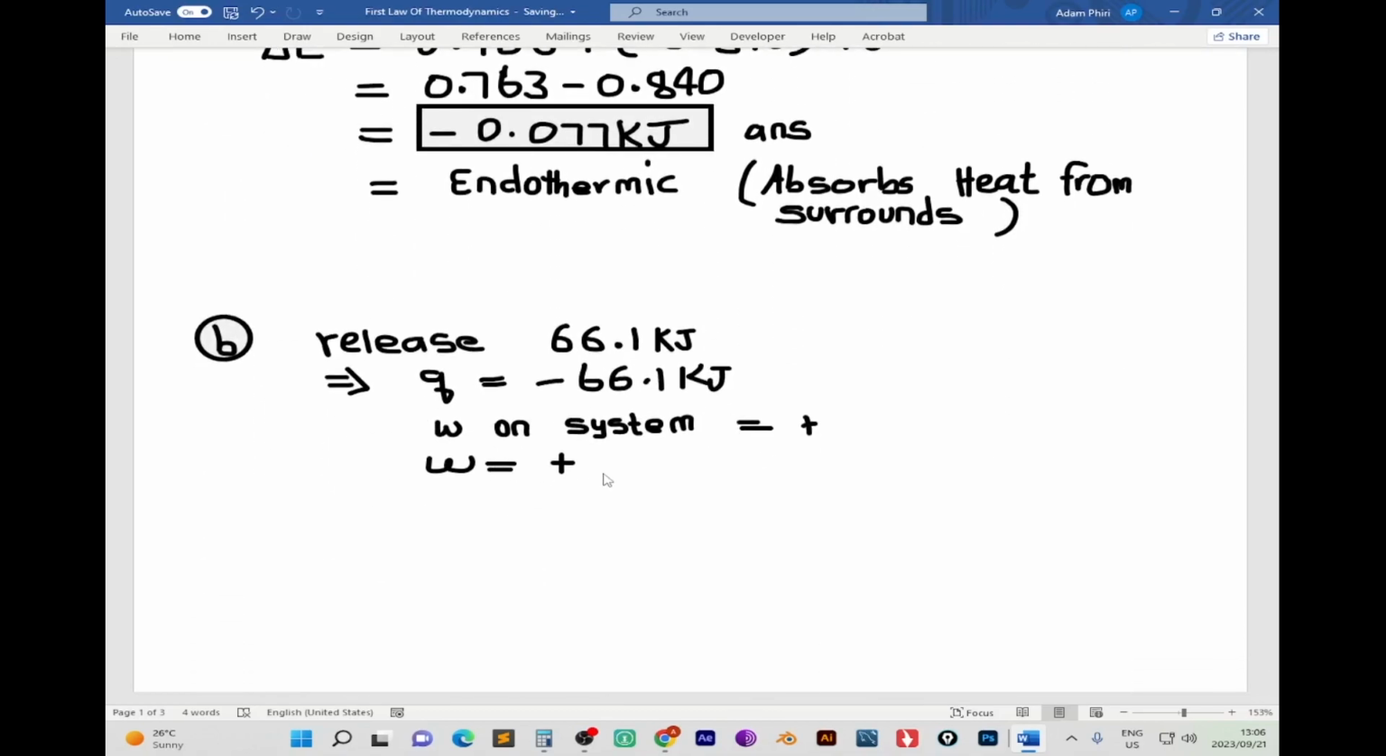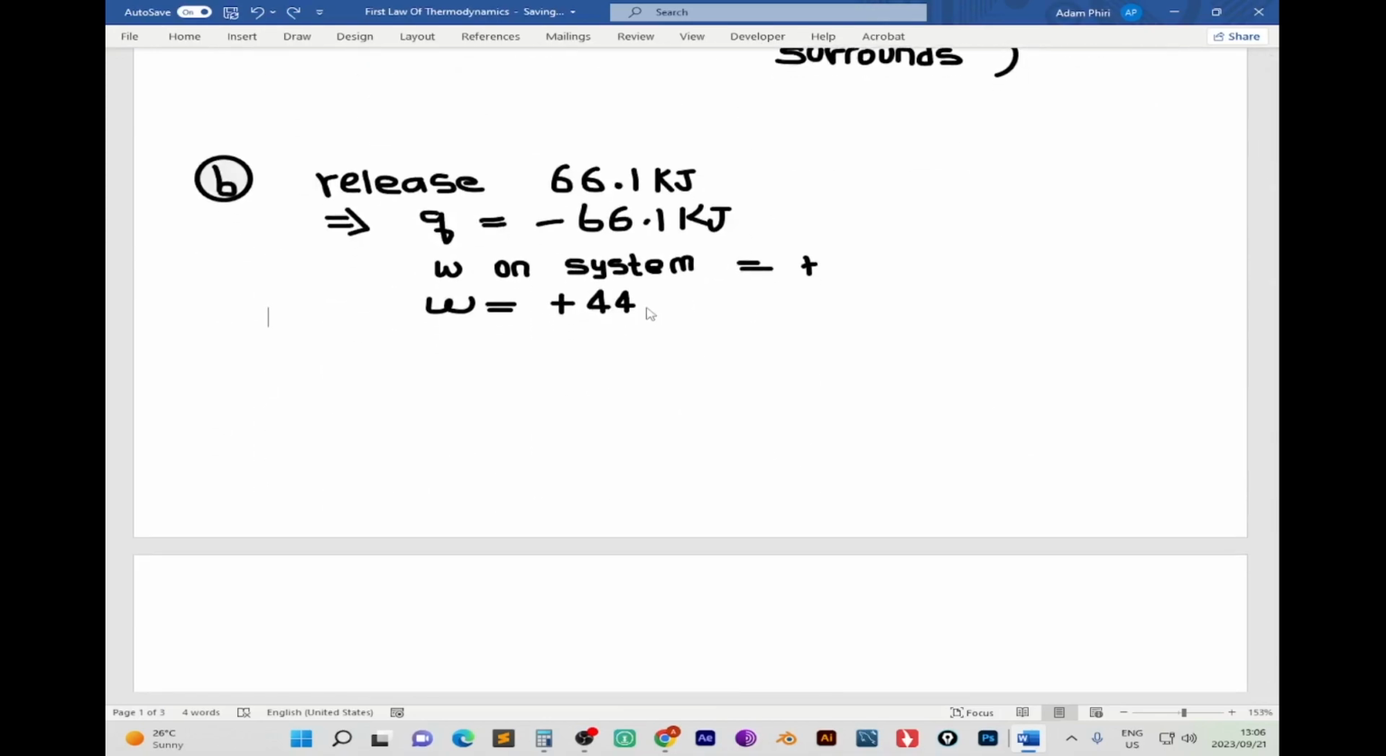Heat released to the surroundings, so that would be 44.1 kilojoules. Okay, so that was work on the system by the surroundings, so that's positive. On the system is positive, by the system is negative.